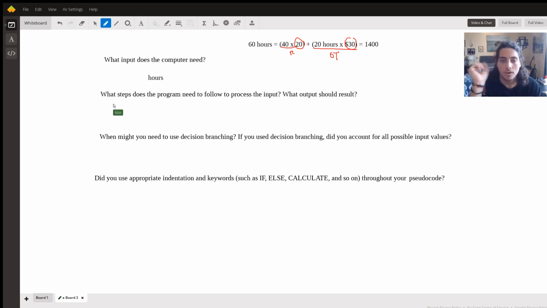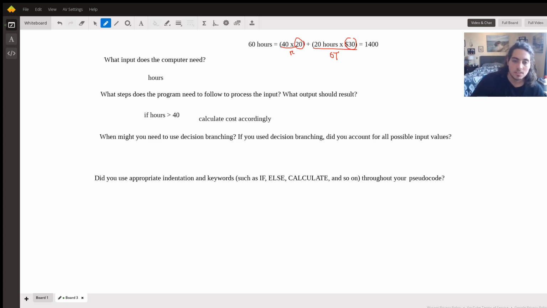What steps does the program need to follow to process the input? Well, we're going to be doing basically two main steps. First, we're going to see if hours is greater than 40. And then from there, we're going to calculate cost accordingly. So if it's greater than 40, we need to account for the overtime pay.